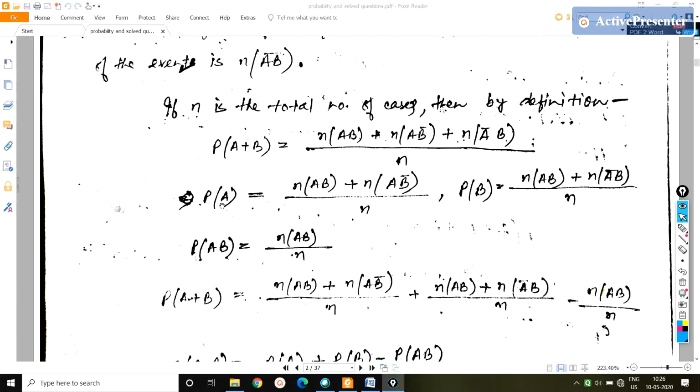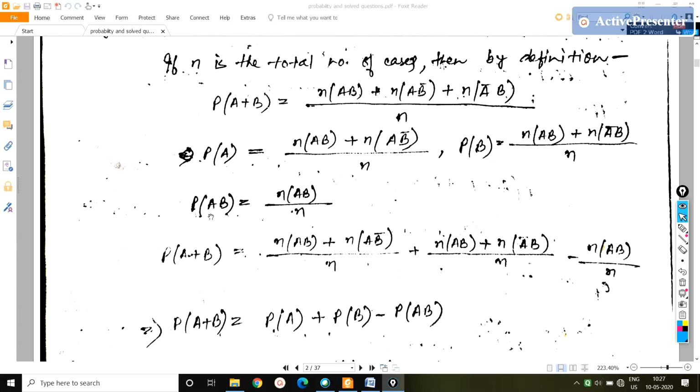So now the probability of A, that is probability of happening of A, is equal to n of AB plus n of AB bar divided by total number of cases. Here A happens together with B, here A happens exclusively without B. Probability of B is n of AB plus n of A bar B divided by n. Here B happens with A, and in this case B occurs exclusively. And probability of simultaneous occurrence of A and B is the number of cases favorable for AB by n.